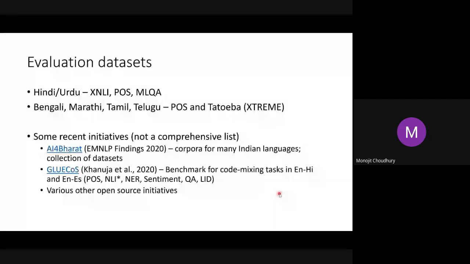Indians hardly ever speak just one language. Most people would mix languages. And when you are mixing languages, tackling code switching becomes important. A lot of these models like MBERT are not trained on code switching, so they don't naturally work on code switched data. And this is what these numbers actually show.